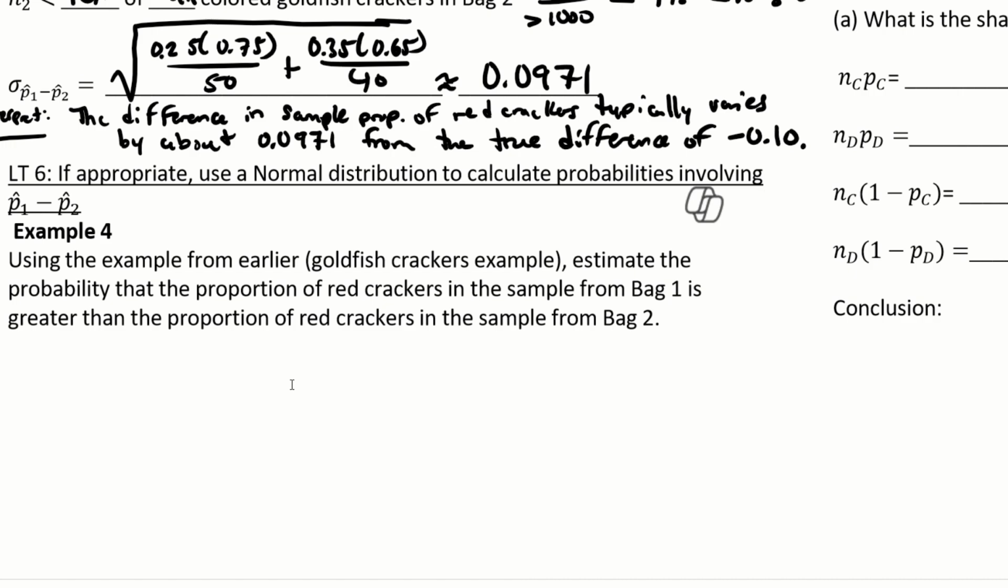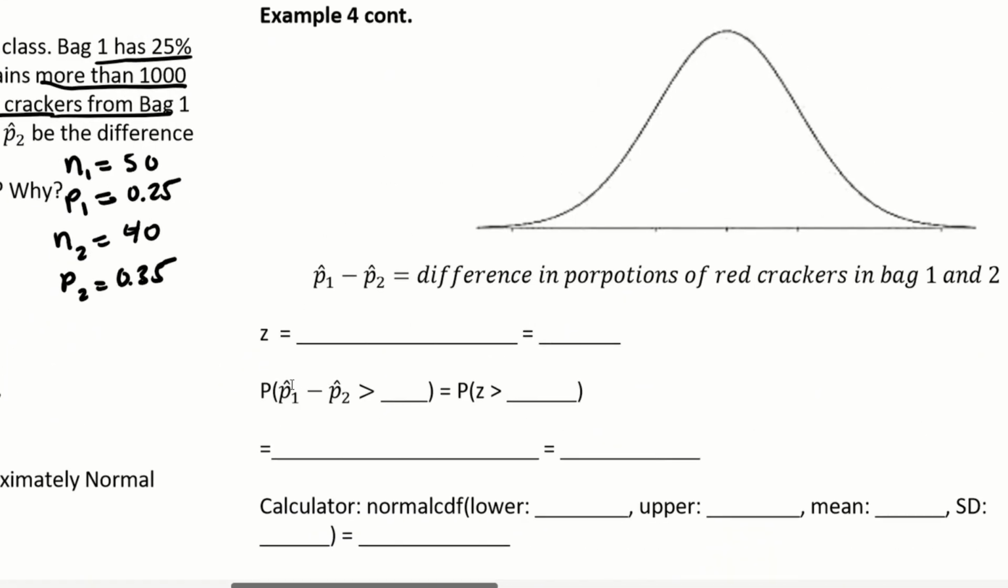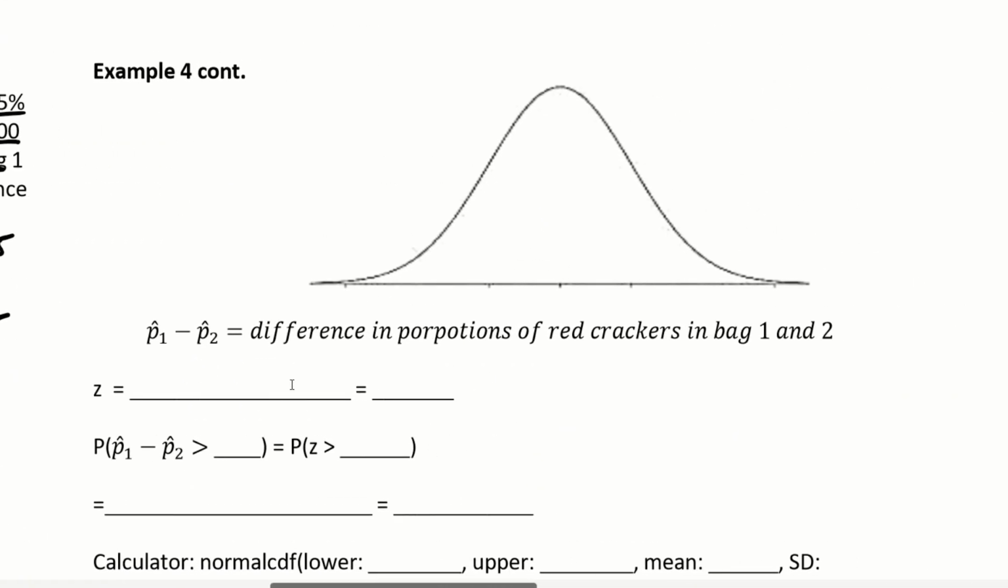Okay, so we know it's a normal distribution. So let's go ahead and label our normal distribution. The axis is labeled here for this graph, which is p hat 1 minus p hat 2. That's what this axis represents, which is the difference in proportions, I should say proportions, sorry about that, of red crackers in bag 1 and 2. All right, so we know that the center is going to be the mean, which is negative 0.10. That's what we calculated earlier. And it's going to go by the standard deviation of 0.0971.